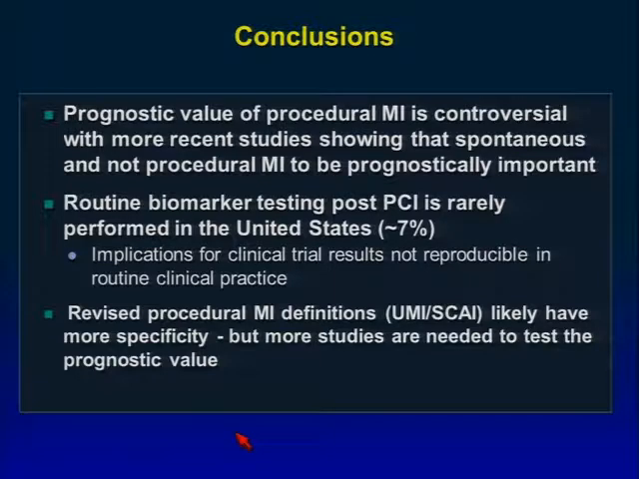The flip side of the story is, of course, we are not doing routine biomarker testing post PCI in the United States, and this definitely has implications for clinical trial results, because if clinical trial results are mainly based off of difference in procedural MI, you're not going to see that in clinical practice if you're not even drawing those biomarkers. The revised procedural MI definitions, such as the universal MI definition and the SCAI definition, likely have more specificity, but we definitely need more studies to test the prognostic value of these definitions.